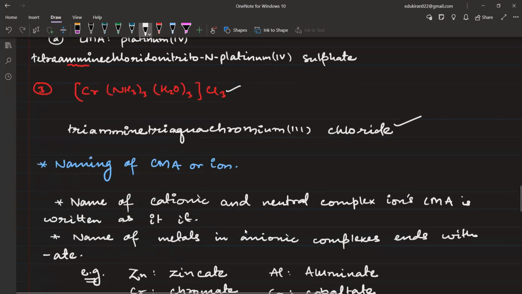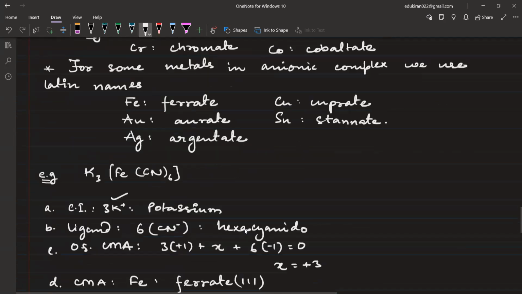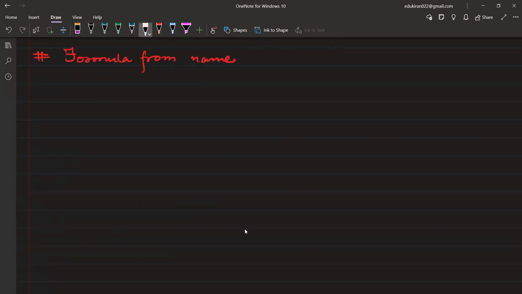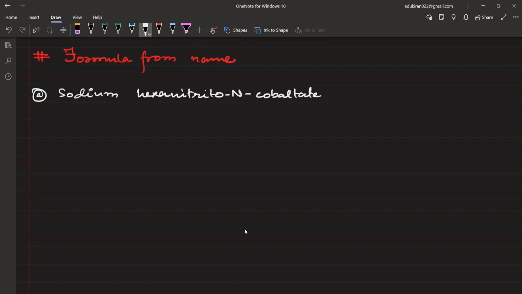ठीक है? So I'm giving you a name. Please write the name. Sodium hexanitrito-N cobaltate(III). Sodium, hexanitrito-N, cobaltate 1, 2, 3. ठीक है? Cobaltate 1, 2, 3.